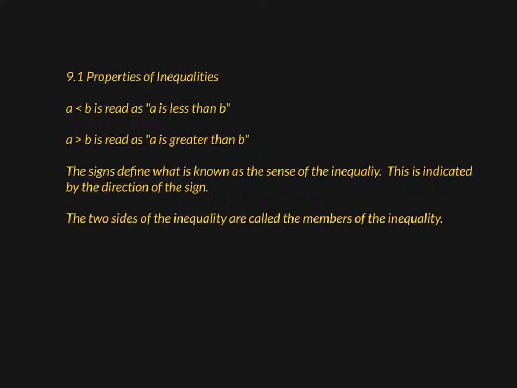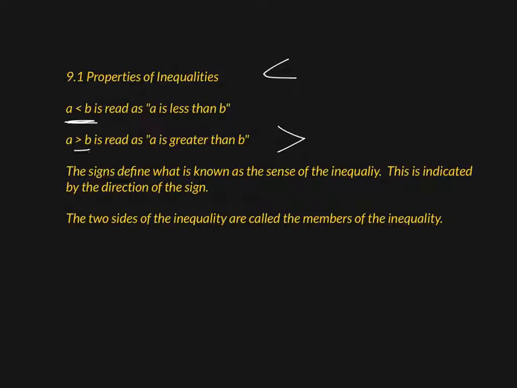All right, so chapter 9 is all about inequalities, and section 1 is properties of inequalities. So real quick, some review. We've got A less than B, which is A is less than B. So when the sign opens to the right, it's less than. And then when the sign opens to the left, it is greater than.